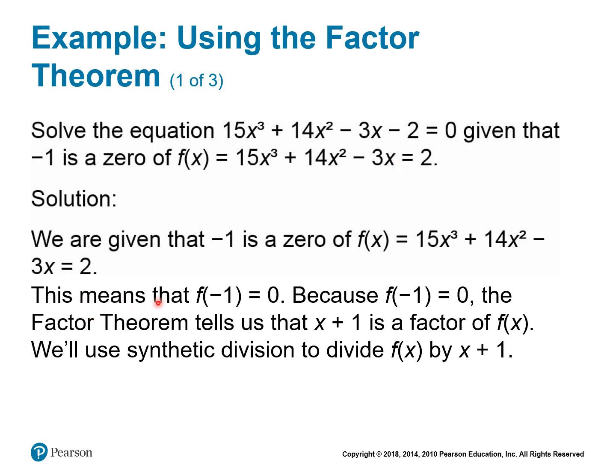So when negative 1 is a 0 of the function, that means f of negative 1 is equal to 0. If we evaluated this function by plugging in negative 1 for all the x variables, we would get an answer of 0. Because f of negative 1 equals 0, the factor theorem tells us that x plus 1 is a factor of f of x.